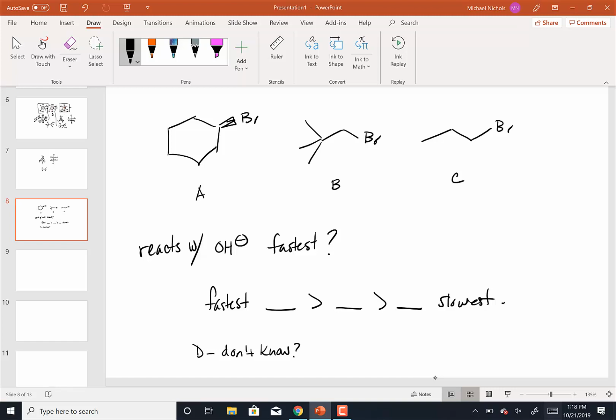Okay, everybody got an answer or got rankings? Question number 1. Which one of these reacts the slowest? Don't anticipate my question right off the bat. I want to go slowest to fastest. So which one of these reacts the slowest? A, B, or C? Or D, don't know.